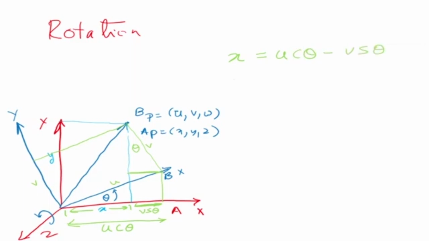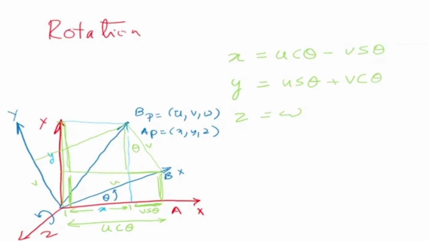And what about y? Y is this full length there, which, if I make this construction, is equal to this length plus that length. This length is equal to u sin theta, and the top length here is equal to v cos theta. So y is equal to u sin theta plus v cos theta. And what about z? Z is equal to w, because there is rotation about z, so there is no change on z.